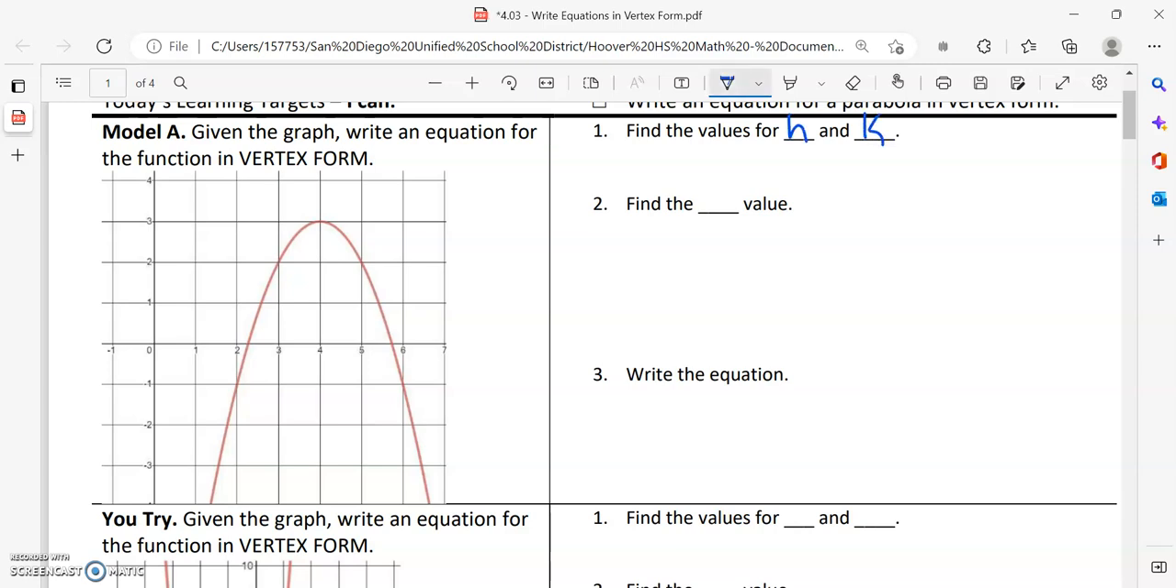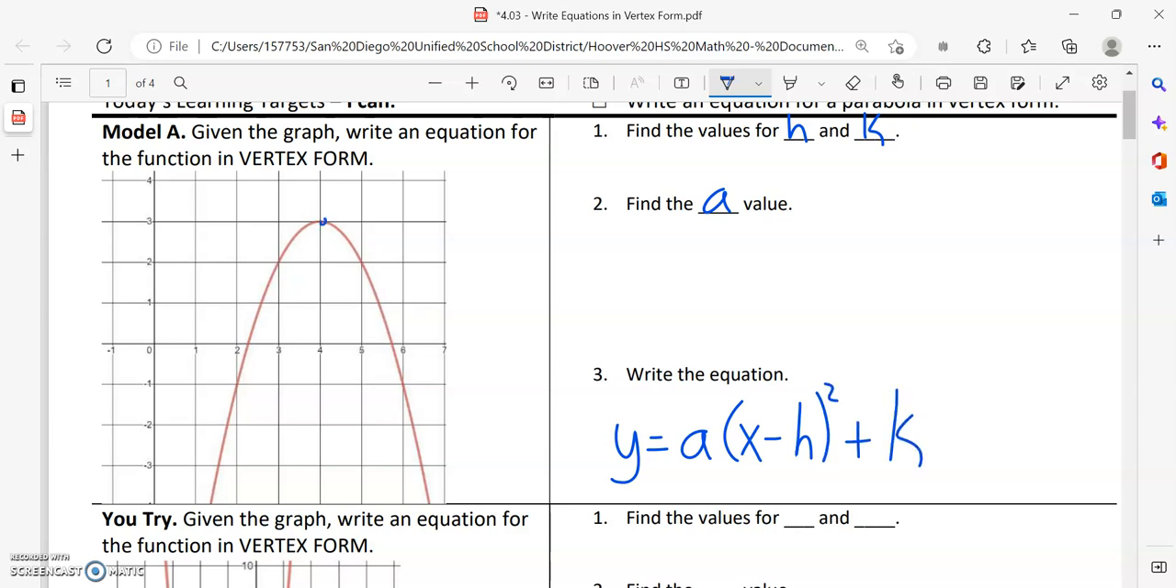That's our vertex, remember? And then find the a value. That's what dictates what shape it's in. We can tell right away that our a value is going to be negative, right? Because it's upside down. Let's first find our h and k. Well, let's get our equation set up. So this would be our a, x minus h squared plus k.